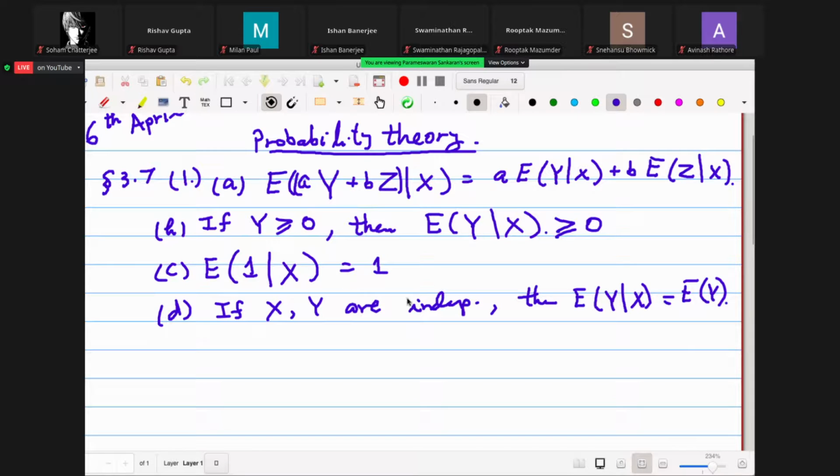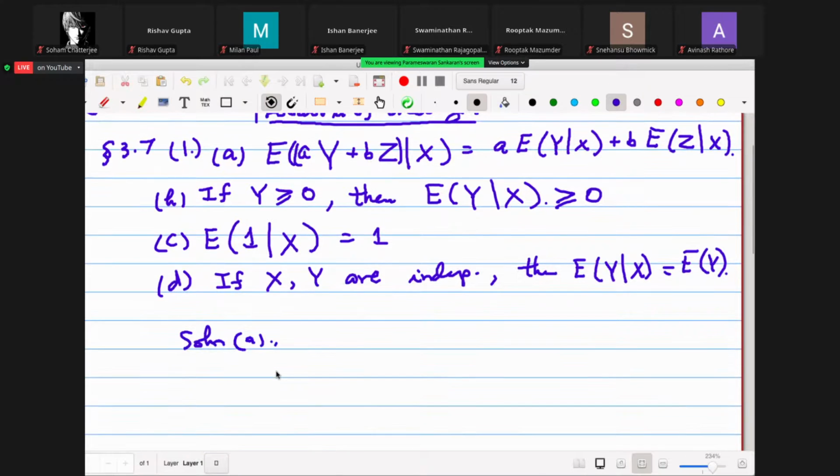I think everything here makes sense. No problem. Even this makes sense as a constant function, a random variable. This looks like a number, but it should be thought of as a random variable. Anyway, we will do it one by one very quickly. So, solution A.